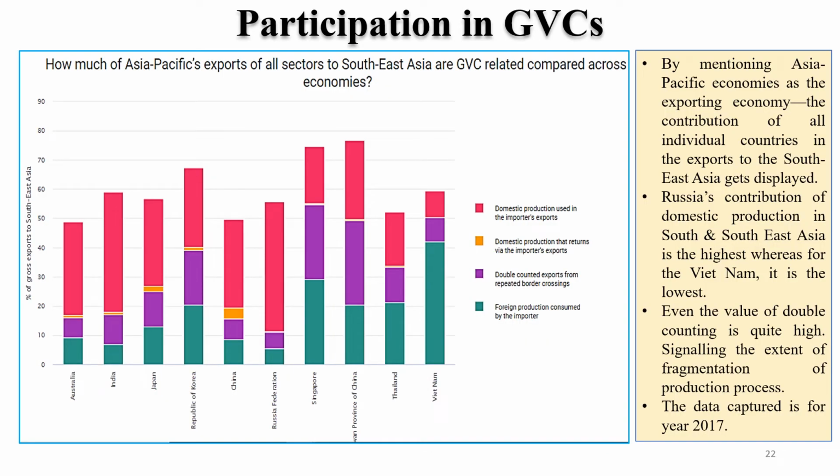You can see that the domestic production used in the importers' exports is significantly high in the case of Russia, and the foreign production consumed by the importer is also significantly high. You must also note that double counting is quite high in several cases, for example with Singapore, Taiwan Province of China, and the Republic of Korea. So Asia Pacific economies have a close integration with these countries, and a lot of products are crossing the border multiple times.